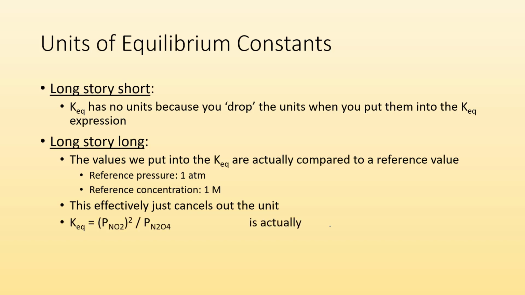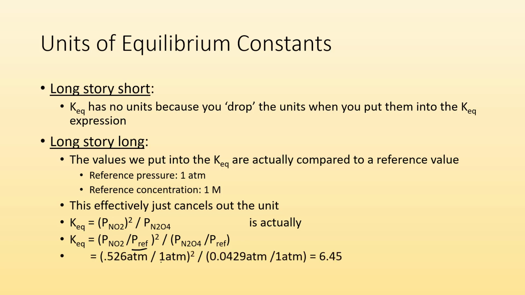So if we're taking a look at the equilibrium we've been talking about, if this was my equilibrium constant expression, it's actually going to be the pressure of that thing divided by the reference pressure. And the same thing for the reactants. So what you're doing is you're taking whatever the pressure was and dividing it by the reference. Effectively, it just cancels out the units. So 0.526 atmospheres divided by 1 atmosphere, atmosphere cancels out. 0.0429 atmospheres divided by 1 atmosphere, atmospheres cancel out. So you end up with a number that has no units. So equilibrium constant expression, no units.